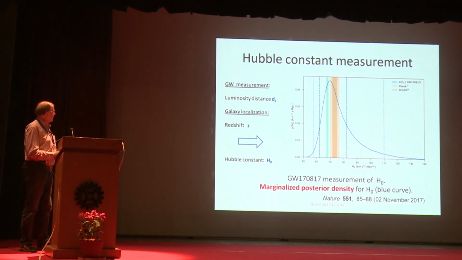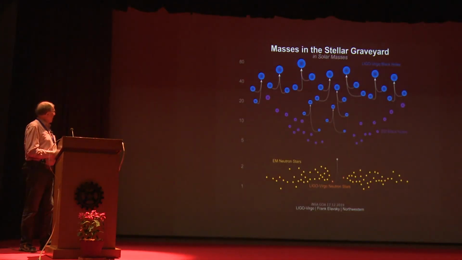And this somehow comes between the two independent measurements, where, as you probably know, there is some controversy: the measurements from the Planck mission and from the supernova measurements show some discrepancy. And the gravitational measurement comes somewhere in between. Okay, so here I give just the masses of the merger events that were measured.